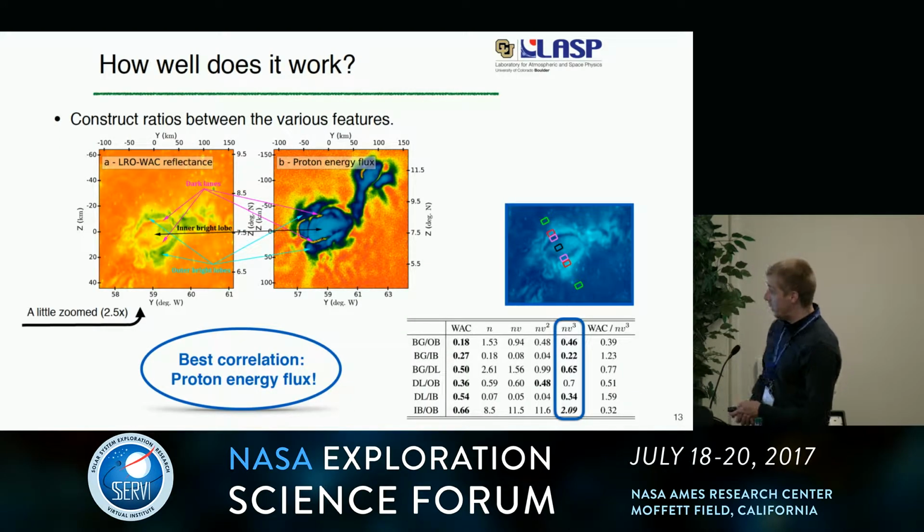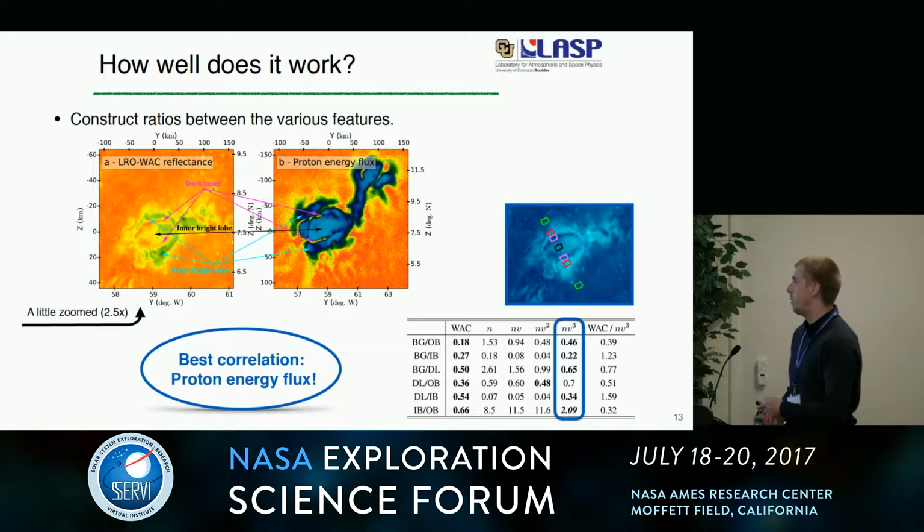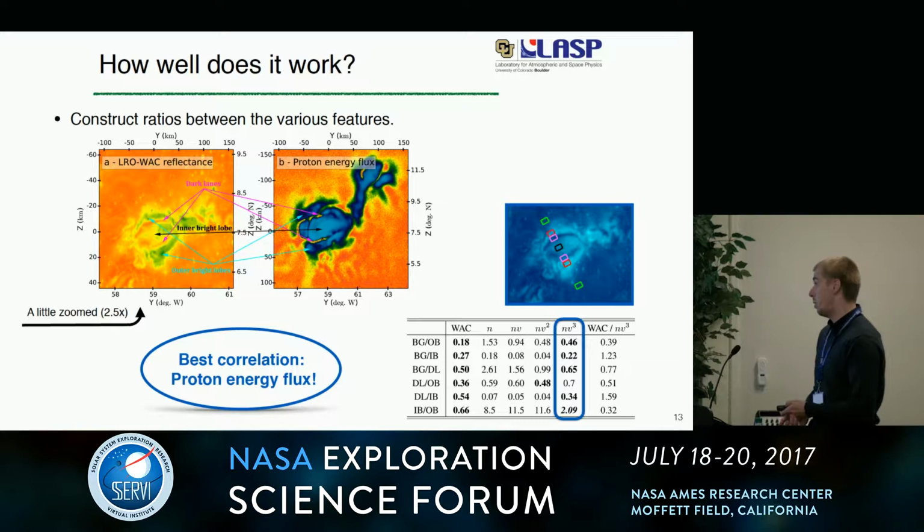If you zoom in a little bit, you find that it's actually not so bad. So this is the observed albedo pattern. This is what comes out of the code. This is the proton energy flux towards the surface. And if you put this into numbers, you actually find, just by looking at numbers, that the proton energy flux correlates best with the surface albedo.